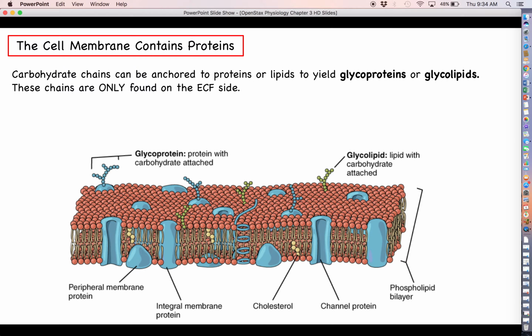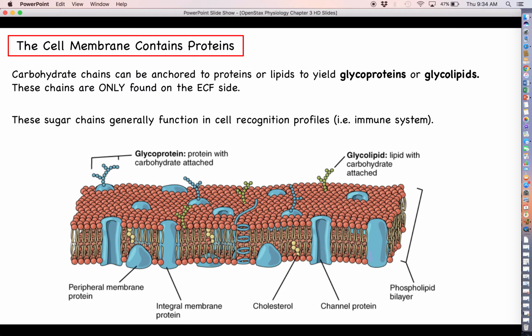This is going to be very important in cell recognition as it pertains to things like the immune system and blood typing, the sorts of things that we'll talk about in greater detail later on in the semester. But something that you can go ahead and file away in your memory banks for now, something that is kind of important: carbohydrate chains are only ever going to be found on the extracellular side of the plasma membrane, meaning they are always found facing out towards the extracellular fluid. You will never find them facing inward towards the intracellular fluid.